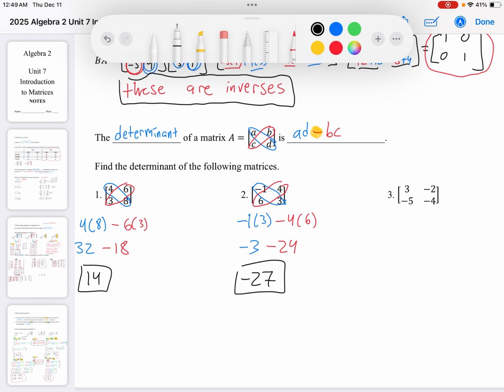And so finally for number 3, same thing. We will start with this diagonal here. So we would start with 3 times -4. And then I will be subtracting the other diagonal, -2 times -5. 3 times -4 is -12. -2 times -5 is 10. But we are going to be subtracting that 10. And so we get -12 minus 10, which is -22. And so that is how you find the determinant of these 3 matrices.